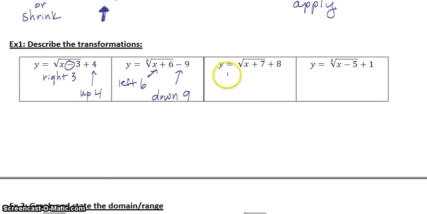Okay, if you have unpaused, here's what you should have for answers. The third one is left 3, up 8. And the fourth one is right 5, up 1. Flip to the back.